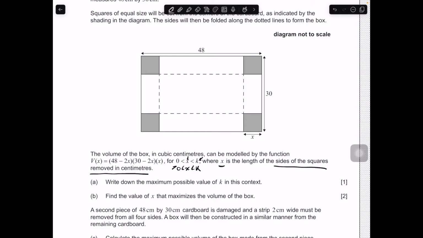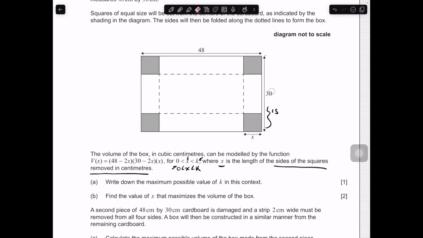To put that in real-world context, we're asking what is the largest size cutout that we can make from this piece of cardboard while still being able to create a box. And of course, if the dimensions are 48 by 30, if we cut out, let's say, 15 by 15, we no longer have a cardboard box. If we do that to both sides, we're just going to have a strip of paper. We're going to have a tough time creating a box.